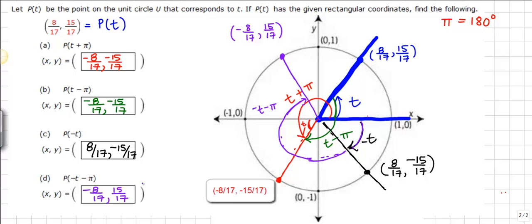And we're done. So we're measuring everything from t in standard position, rotating around the circle.